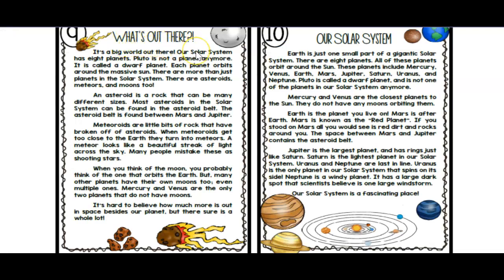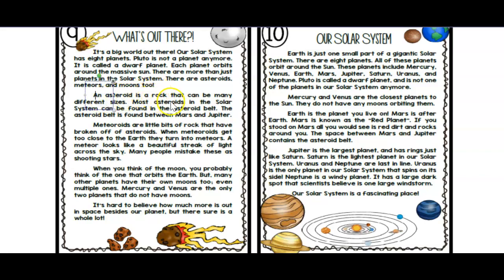What's out there? It's a big world out there. Our solar system has 8 planets. Pluto is not a planet anymore. It is called a dwarf planet. Each planet orbits around the massive sun. There are more than just planets in the solar system. There are asteroids, meteors, and moons too.